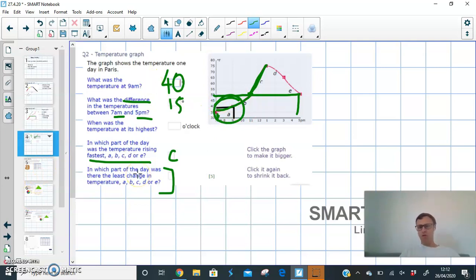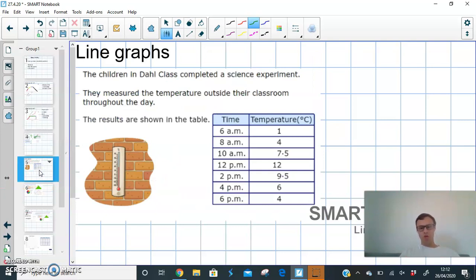So fairly straightforward, those questions, and we did do a bit of that last year, so it is revisiting, okay? Now, moving on to line graphs then. The children in Dial class complete a science experiment. They've measured the temperature outside their classroom throughout the day. The results are shown in this table here, a nice simple table.